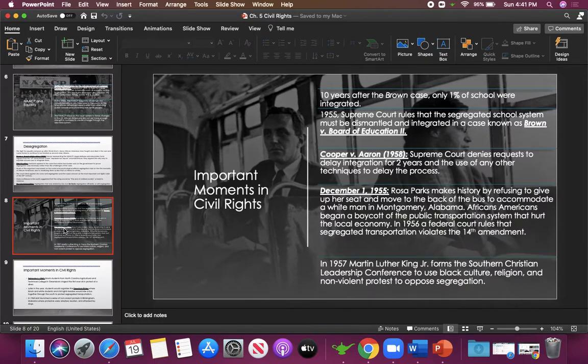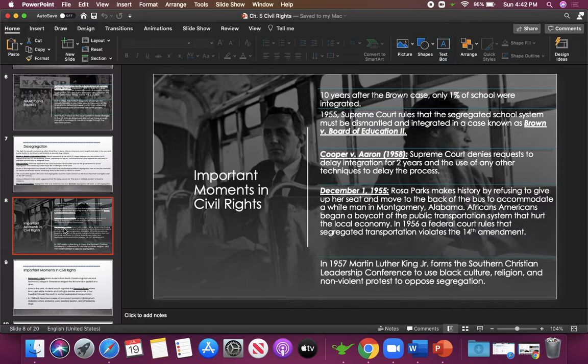Now, some important moments in the African American struggle for civil rights. 10 years after the Supreme Court's decision in Brown versus Board of Education, only 1% of schools in the South had been integrated. And this really highlights one of the biggest issues with the court: the Supreme Court is the highest court in the land, and their decisions create law in our country. The problem is that the court has no mechanism to enforce these decisions. That has to take place in the legislative branch and the executive branch.